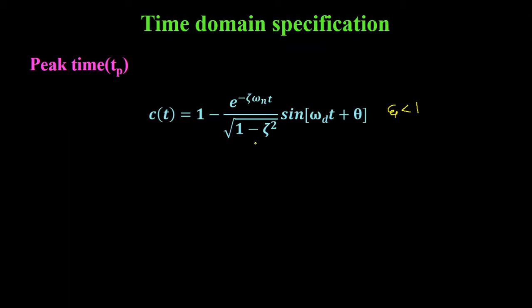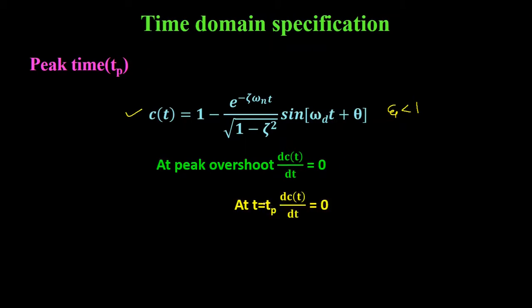According to the definition of the peak overshoot, at peak overshoot the slope of the time response curve becomes 0. So at peak overshoot dc(t)/dt will be equal to 0. That means the differentiation of c(t) with respect to time will be equal to 0. First we differentiate this equation of c(t) with respect to time, then we equate that equation to 0. So at time t equal to peak time Tp, d by dt of c(t) will be equal to 0.